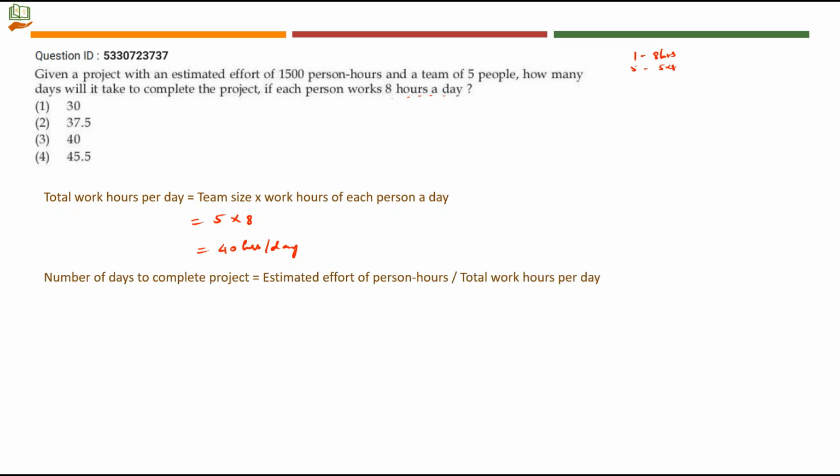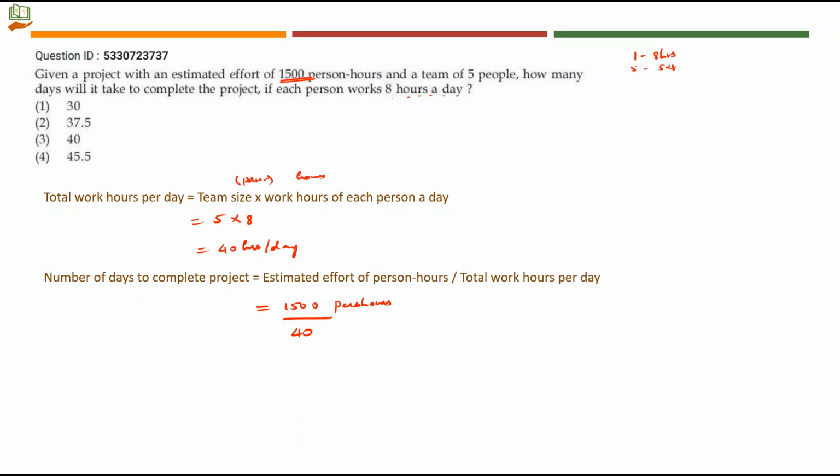Now they have asked the number of days to complete the project. Estimated effort of person hours divided by total work hours per day will give you the answer. What is the estimated effort? It is 1500. So 1500 person hours divided by what is the total work hours? Here it is 40 hours. So we can say person and hours together. So this is in terms of people and this is in terms of hours.